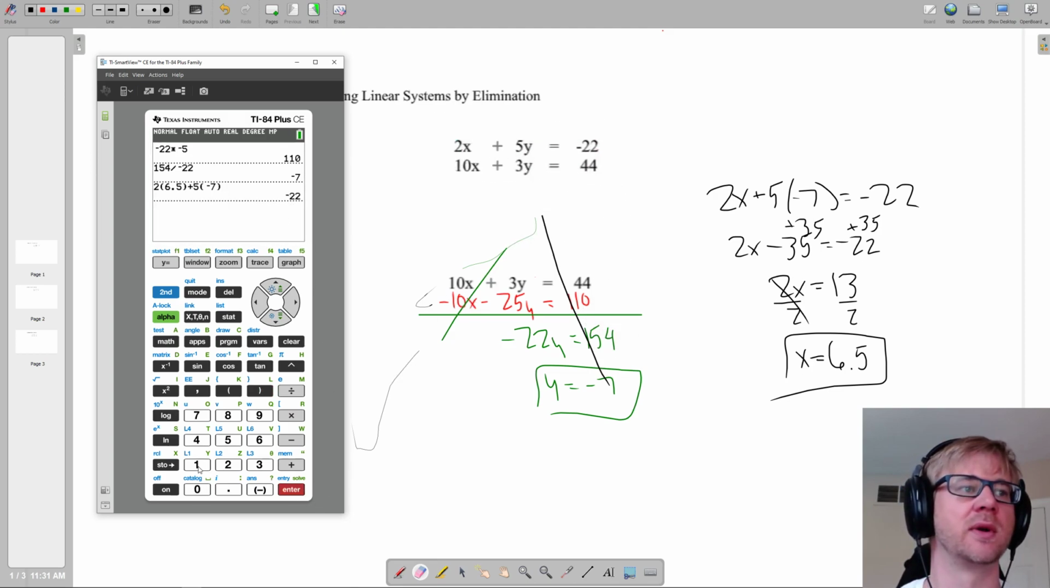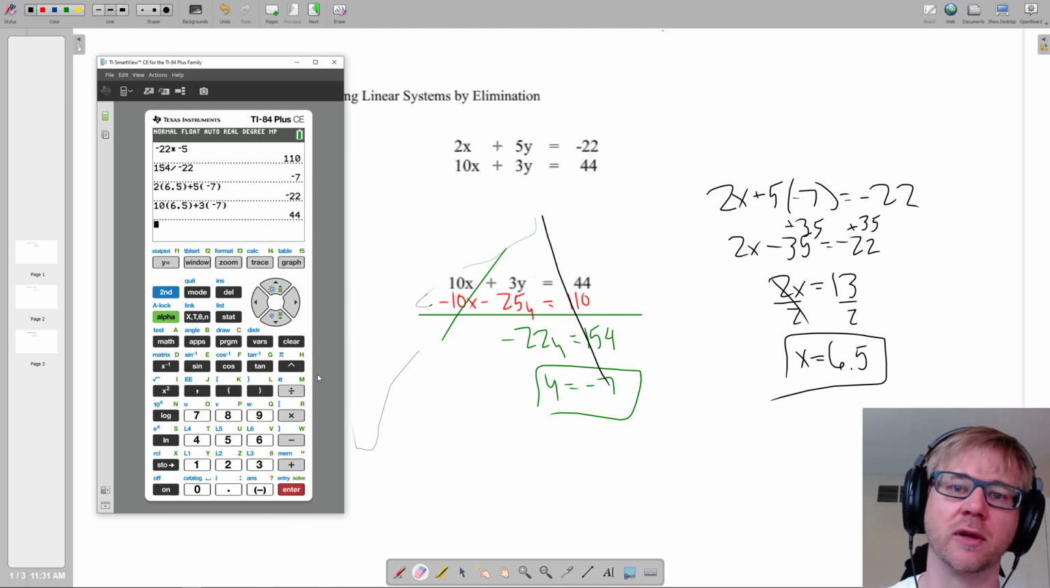Yup. Check it in the other one. 10 times 6.5 plus 3 times, if y is negative 7, negative 7. I should get 44. Yep, I did it. I know I'm good. Okay?